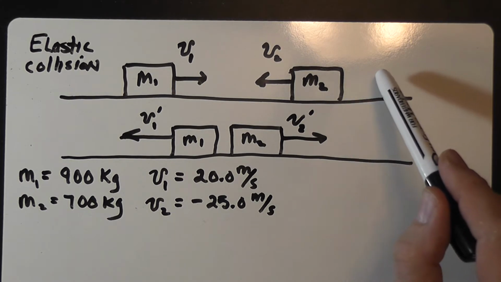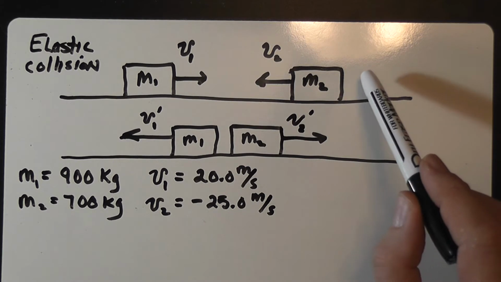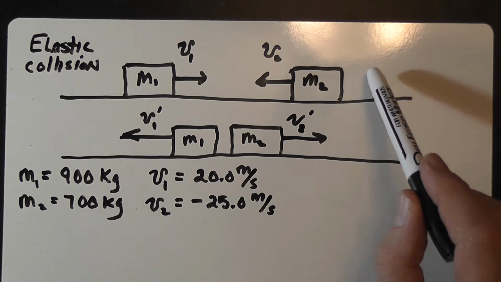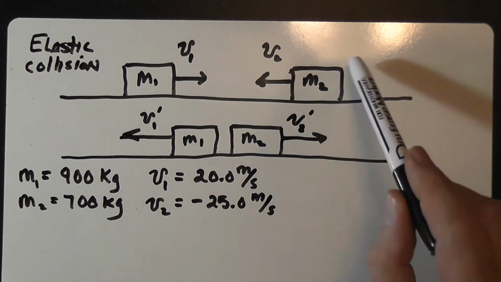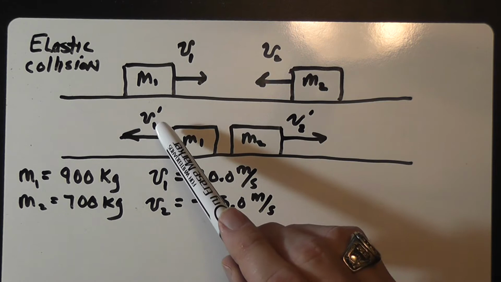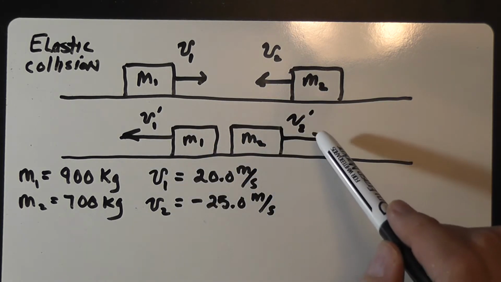Now, one thing we can say about this type of collision is that it is conservative. The momentum is conserved, and also the kinetic energy is conserved too. So we want to solve this problem. We want to find v1 prime and v2 prime. So how do we do that?